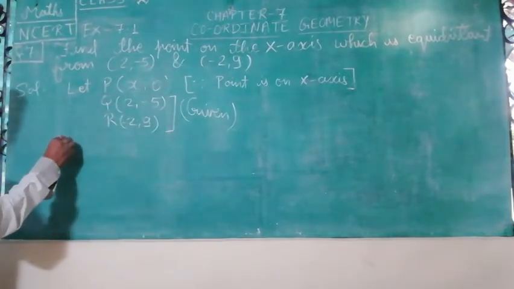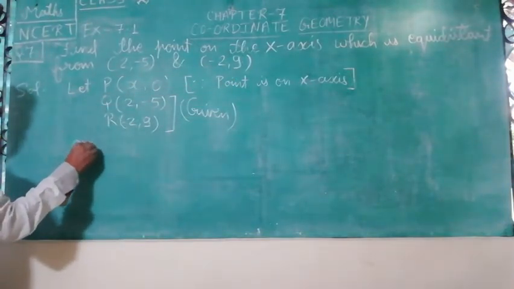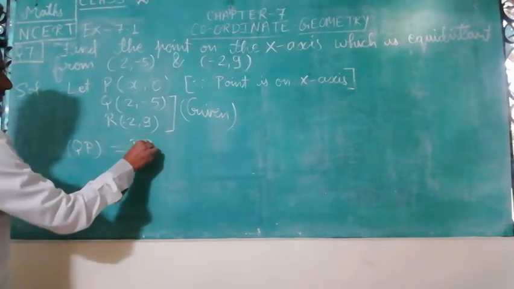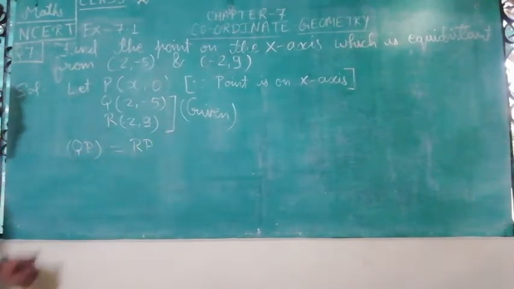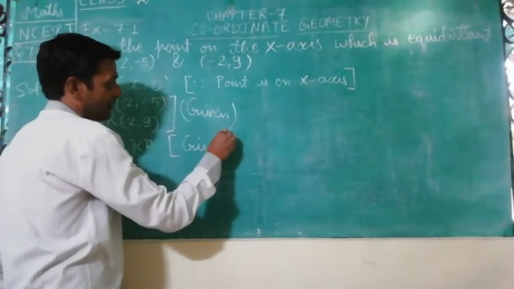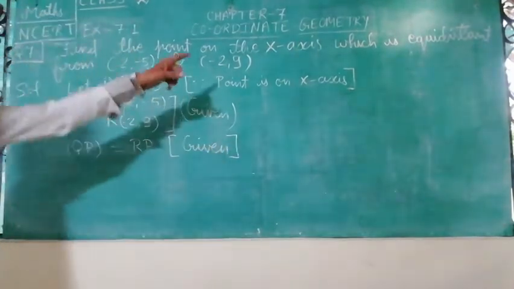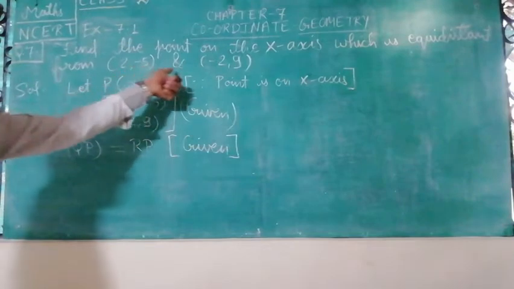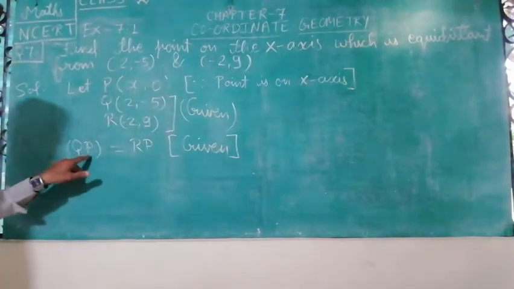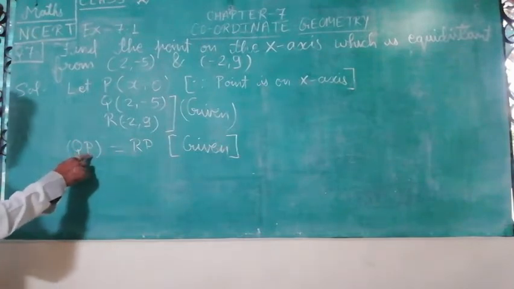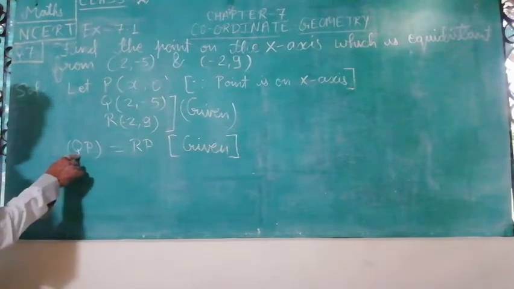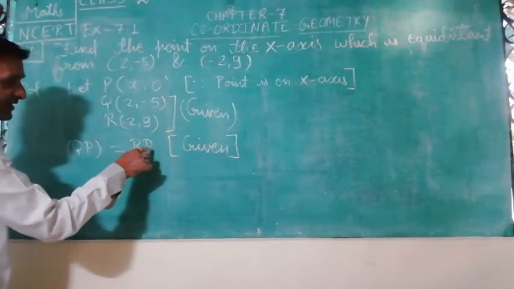So here we have to apply QP is equal to RP, given. How can we come to know that it is given? Which is equidistant from these points. Equidistant means having equal distance from those points. That's why QP is equal to RP. Now it is x1, y1, it is x2, y2, it is x1, y1 and it is x2, y2 in both the places.